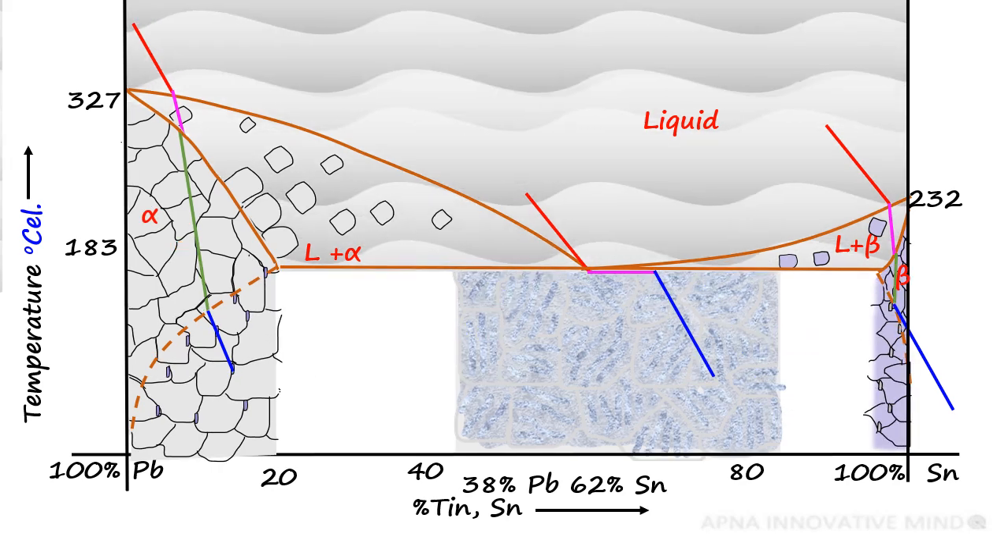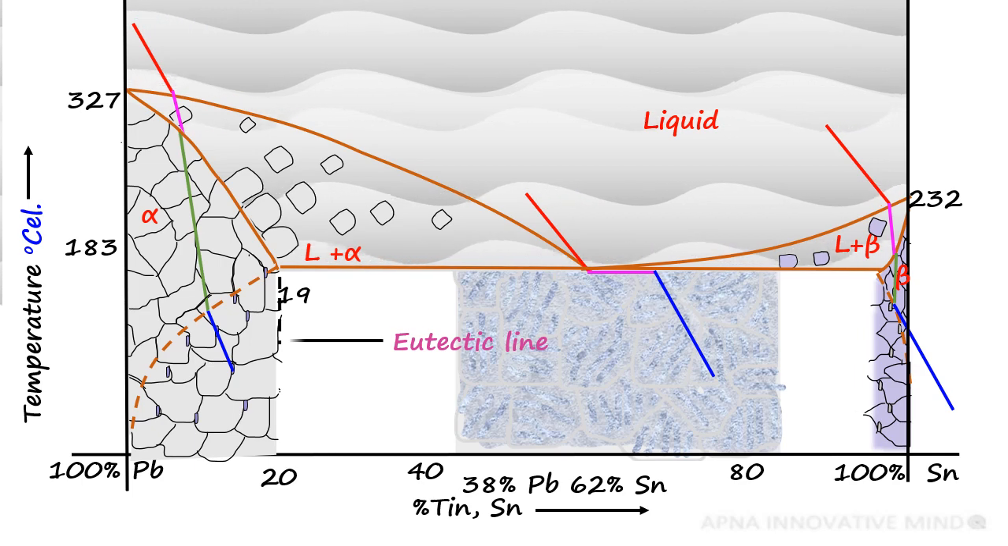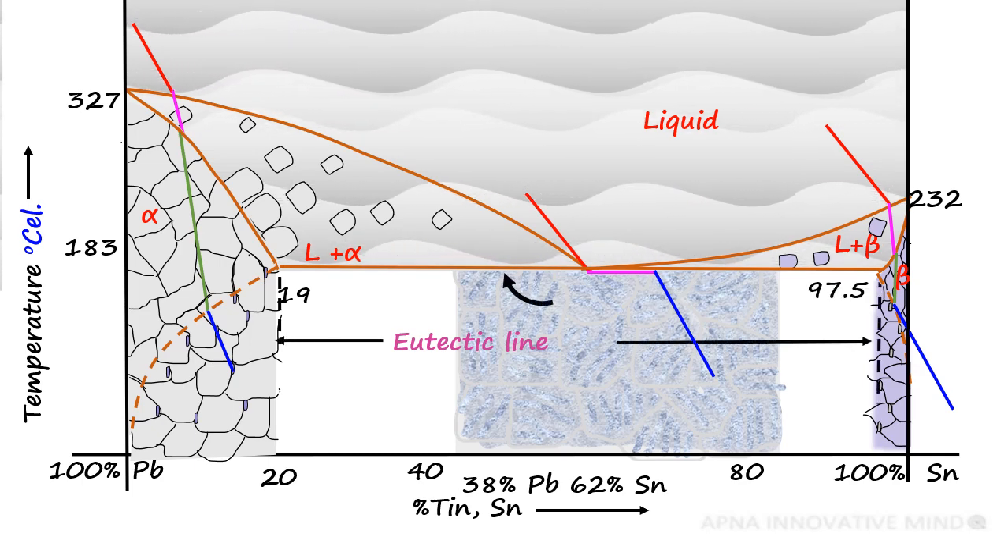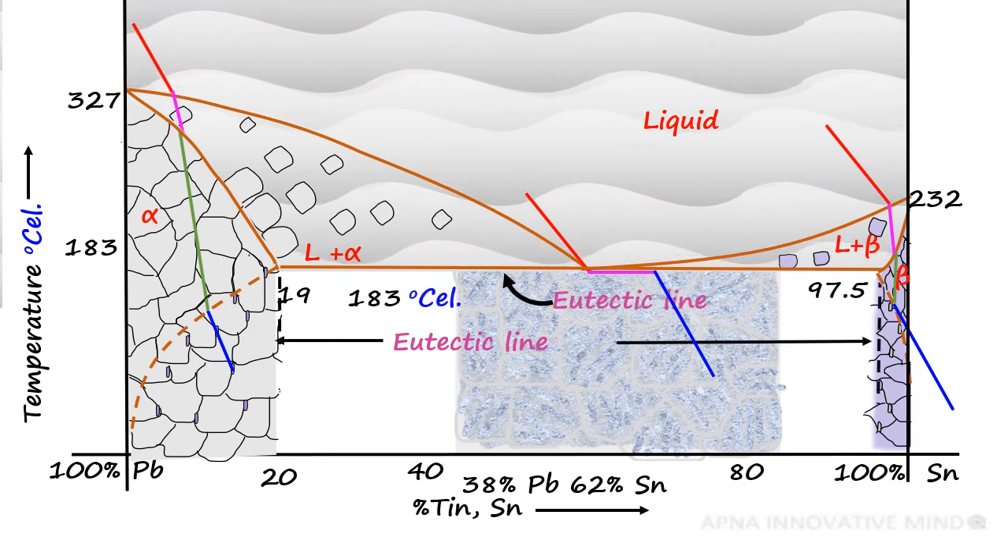The eutectic line for this alloy is from 19% tin to 97.5% tin at 183 degrees Celsius.